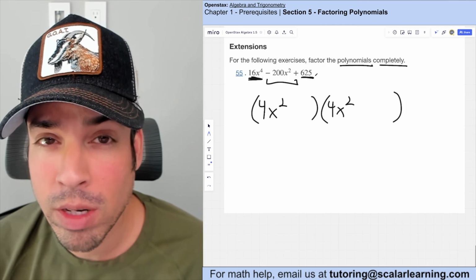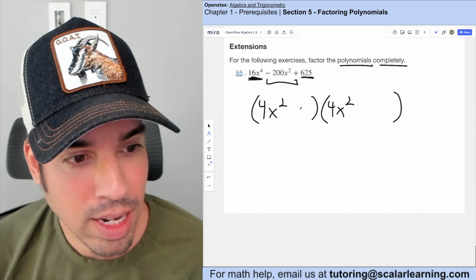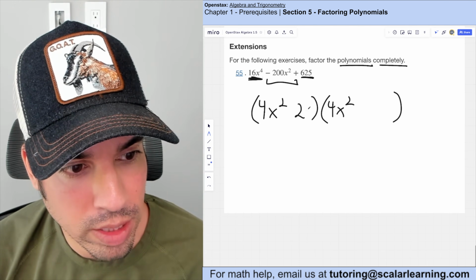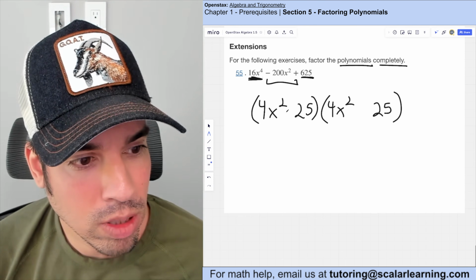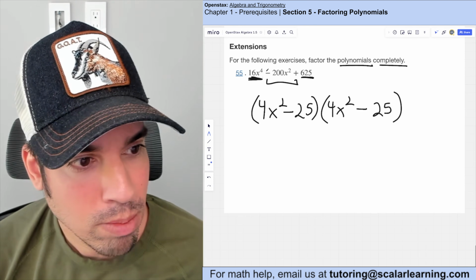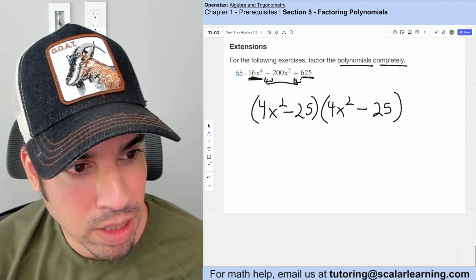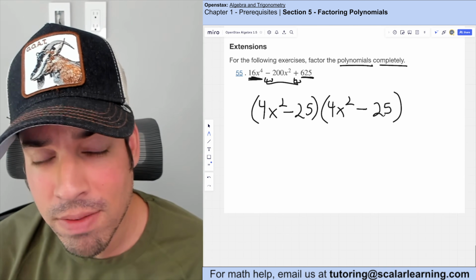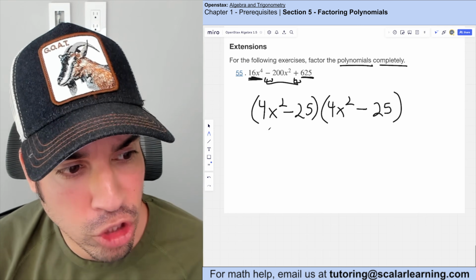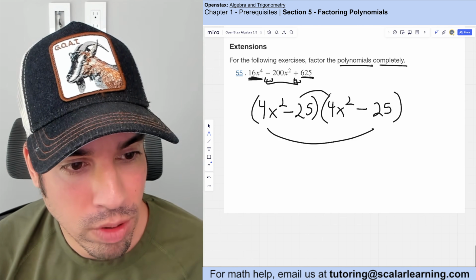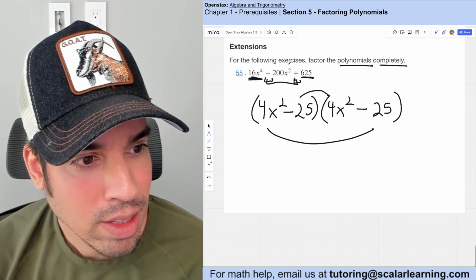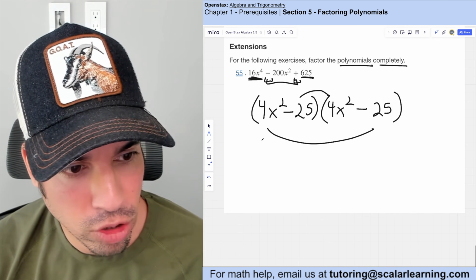What about 625? I know that one, and that is a square root of 25. So 625 is 25 squared. And then we're going to need minuses for both because we have a minus here and a plus here. Negative 25 times negative 25 is positive 625. Now to double check, we have 4 times 25, which is negative 100. Negative 25 times 4, which is negative 100. That does indeed add to negative 200x squared.